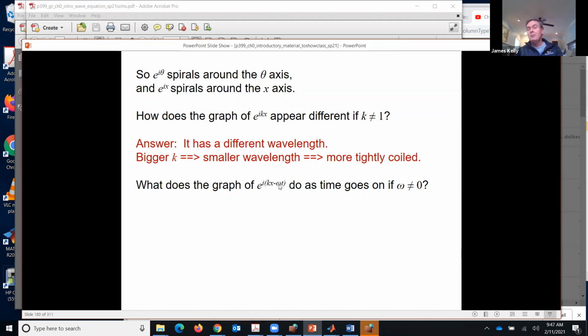If t is positive and omega is positive, then as t gets bigger and bigger, we're going to subtract a larger and larger constant off of the variable we were plotting against before. And that's going to cause it to translate in the positive direction.